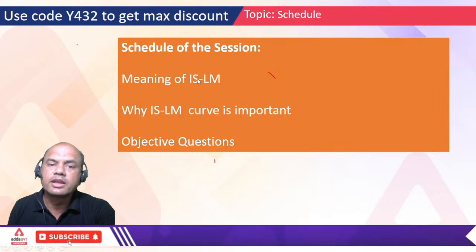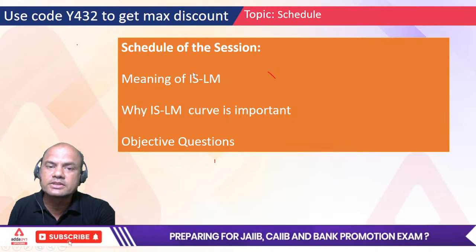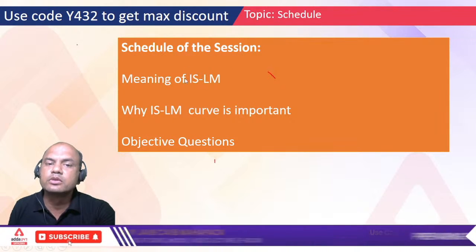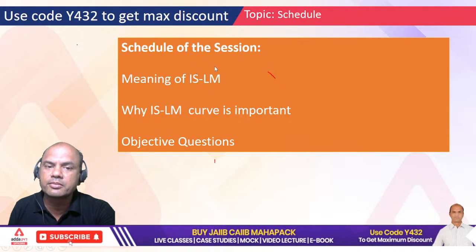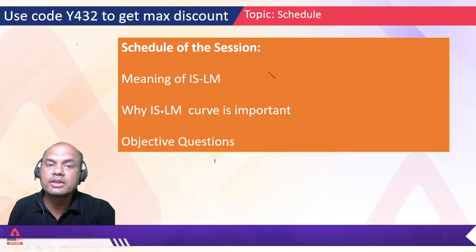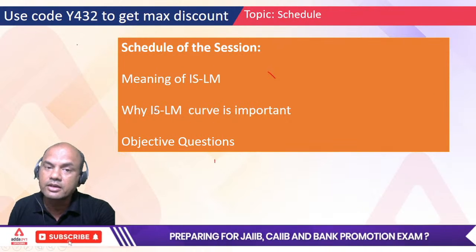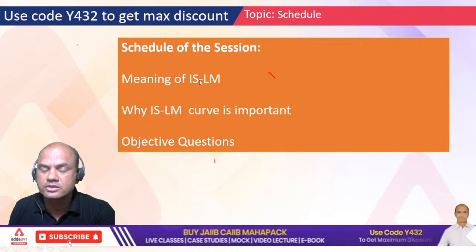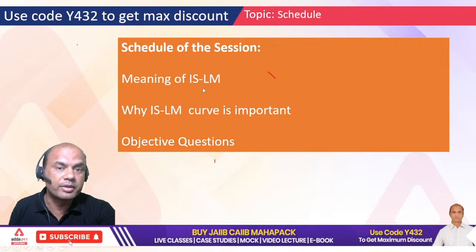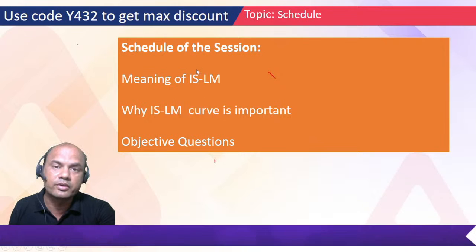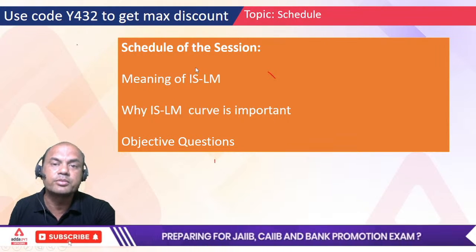Firstly, they give you marks on what is IS curve, what is LM curve, what is the slope of IS curve, what is the slope of LM curve. Why is it important? How does RBI decide the rate of interest based on ISLM curve? And then we'll have some objective questions also. So watch the video till the end because this is very important for you from this angle of ABM.